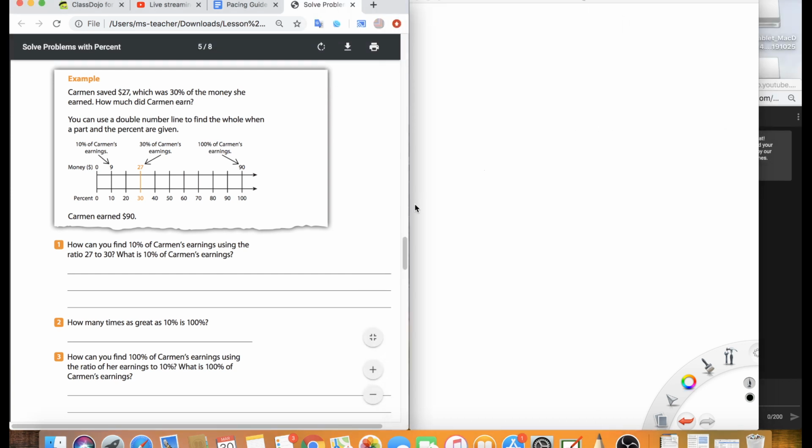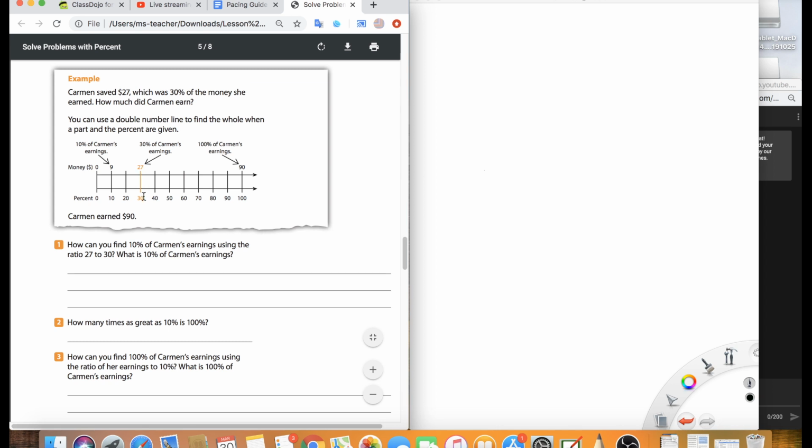So for page 45, it says, how can you find 10% of Carmen's earnings using the ratio 27 to 30? All right, let's see what it asks us first. It says Carmen saved $27, which was 30% of the money she earned. How much did Carmen earn? So right now, she earned $27, and that's only 30% of her earnings. So they put that ratio together in this double number line.